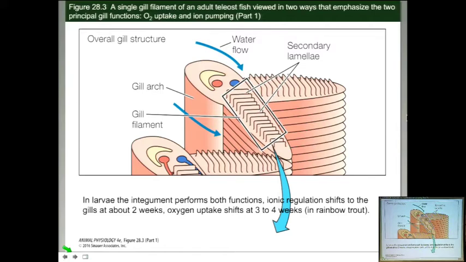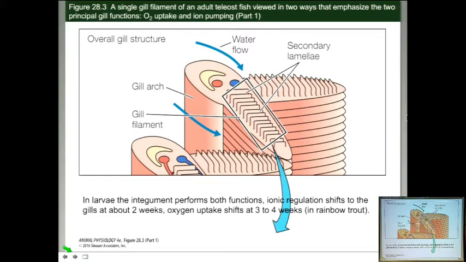So here we have a figure that shows that water flow goes across the secondary lamellae off the filaments off the gill arch. And the secondary lamella coming off of the gill filaments, these feather-like structures, have a huge surface area. It's a way of increasing surface area.